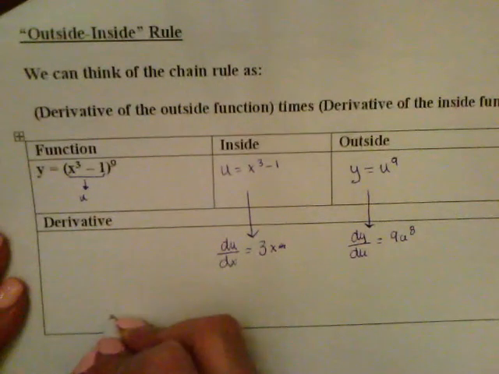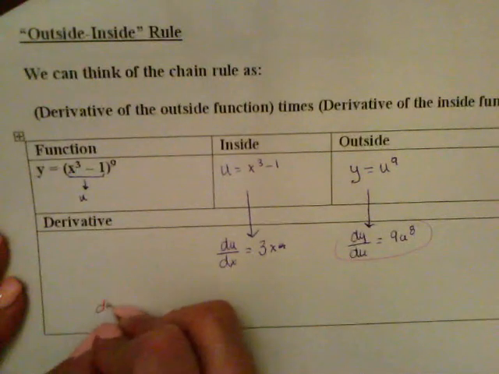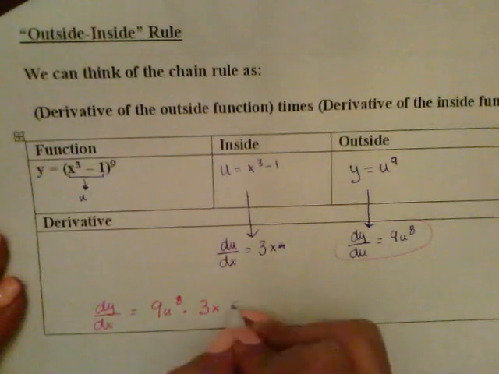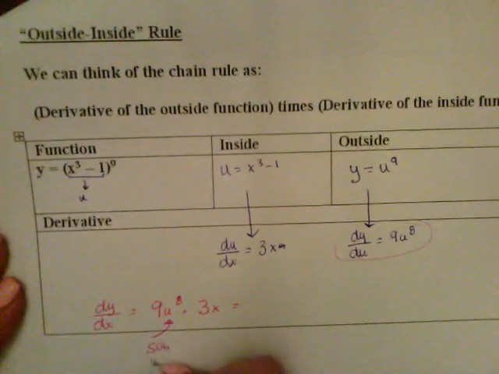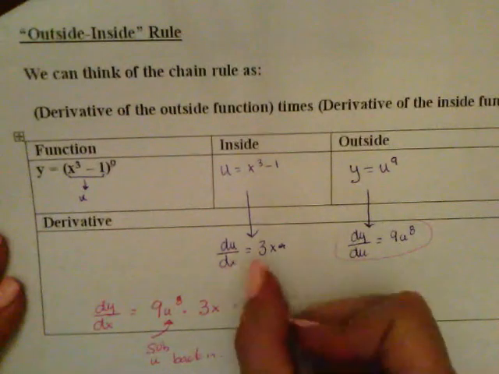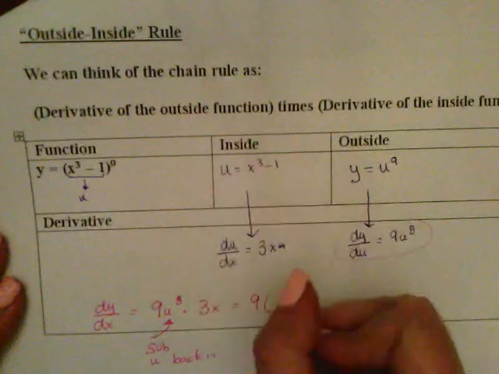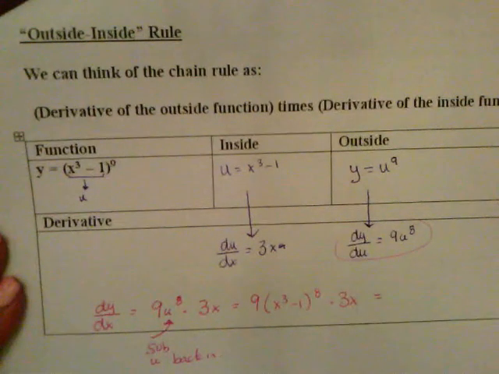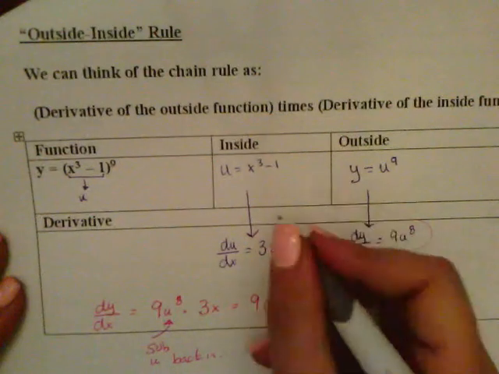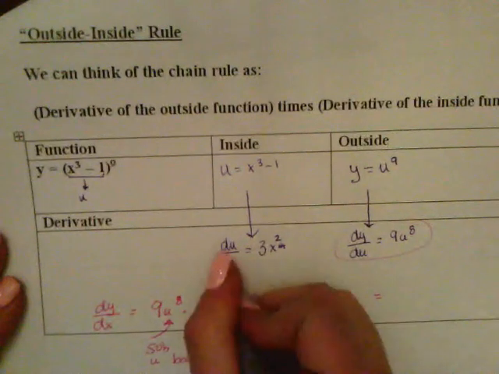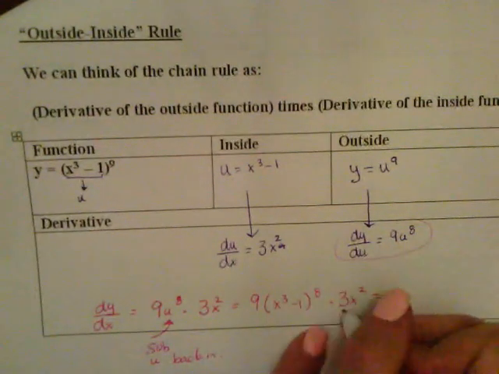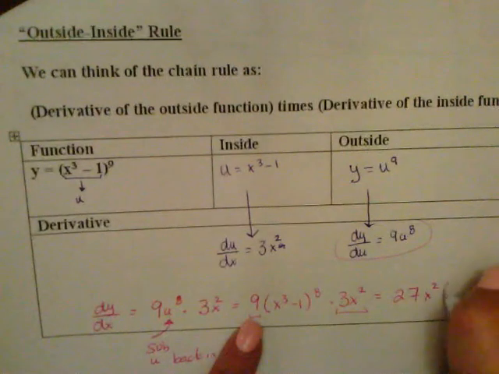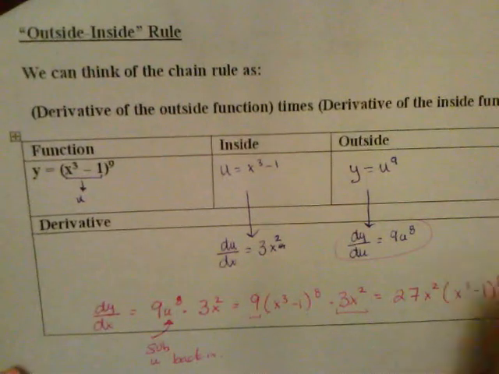And just out of force of habit, I do this guy first. So dy dx is going to be equal to 9u to the 8th times 3x squared. And then never forget to sub u back in. So this is going to be 9 times, what is our u? x cubed minus 1 to the 8th times 3x squared. Oh, and I forgot the squared here. Sorry, guys. I did forget the squared there. And then you just clean it up, and the only way you can clean this up is just to multiply these two together. So 9 times 3 is 27x squared times x cubed minus 1 to the 8th. Done. That's my derivative.